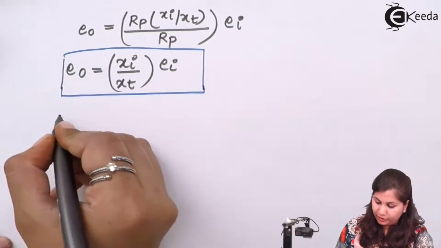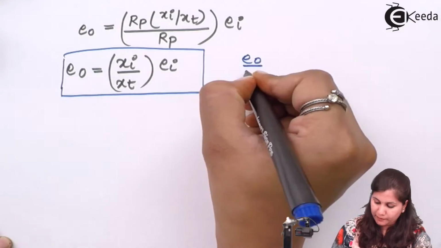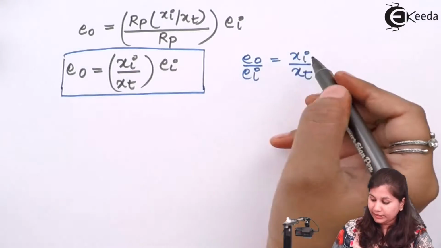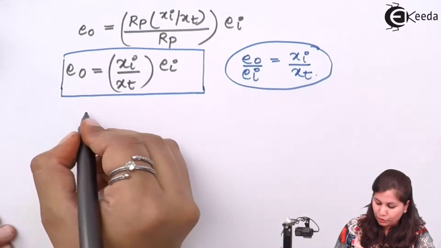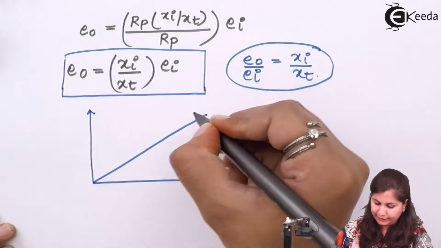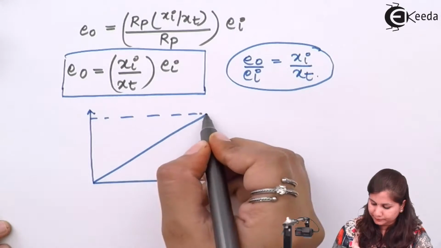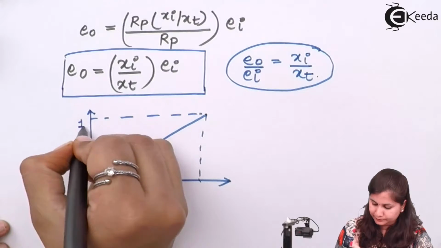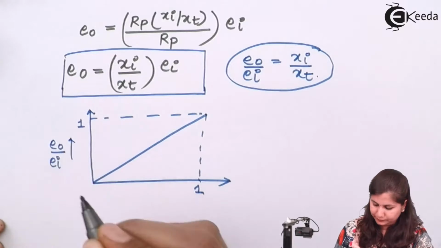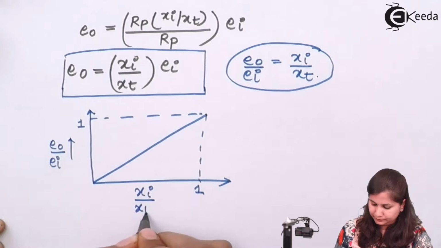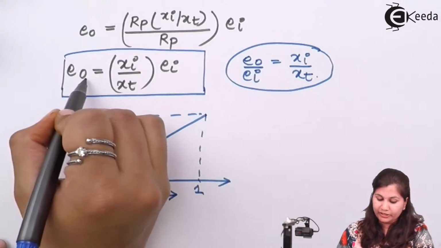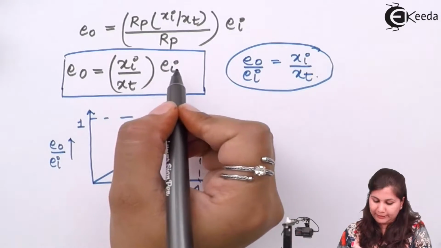Because from this equation E naught by Ei is equal to Xi by Xt, there is a linear relationship between these two ratios. So if we draw the graph between them, it will be a straight line. Okay, so you can see that the output voltage is varying linearly with the displacement.